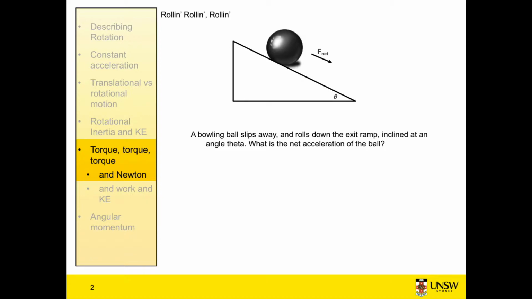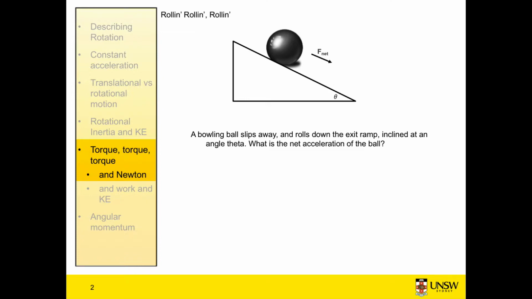So we've been given a number of ways of relating our rotational variables to our translational variables. But what I haven't so far given you is a reason why this is useful for us. So in this video, I'm going to go through a worked example that involves both rotational and translational motion.